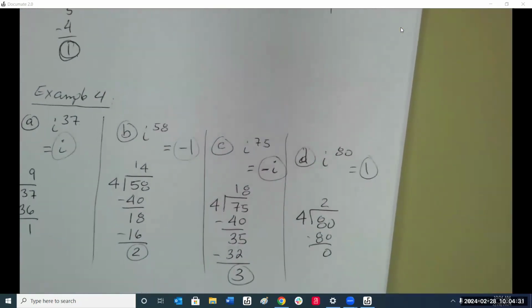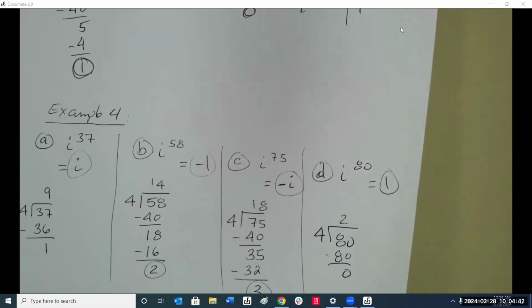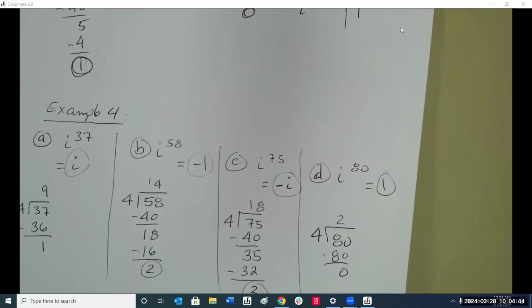Pretty straightforward. So whenever you have higher powers than that, just divide by 4 and you're done. Okay, that does it for chapter 3, section 1.